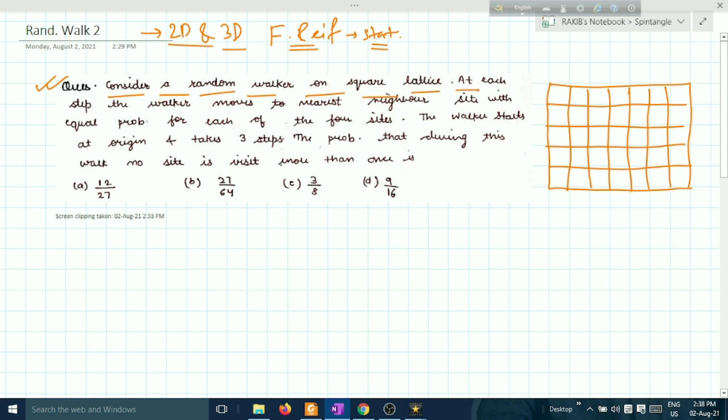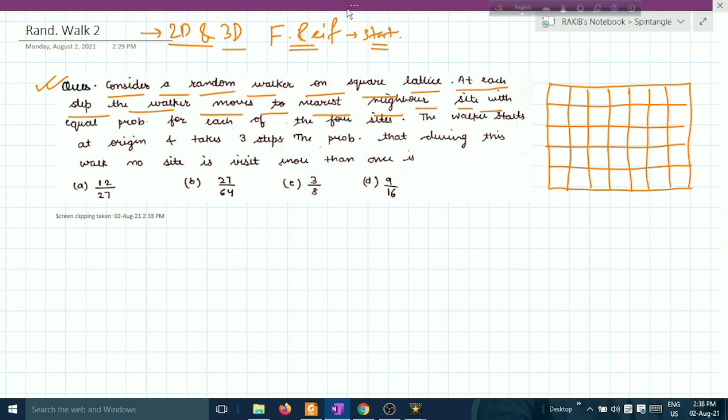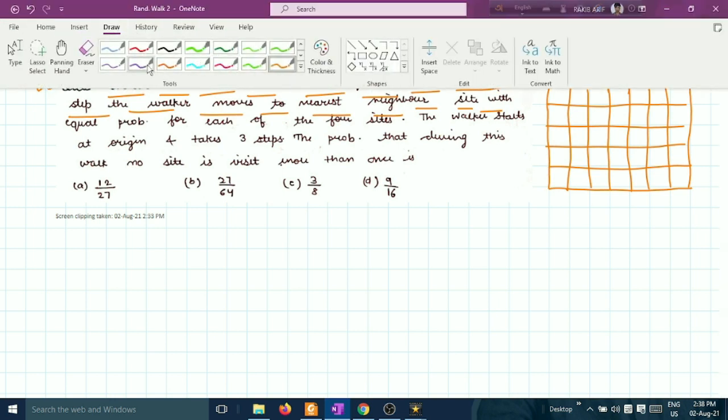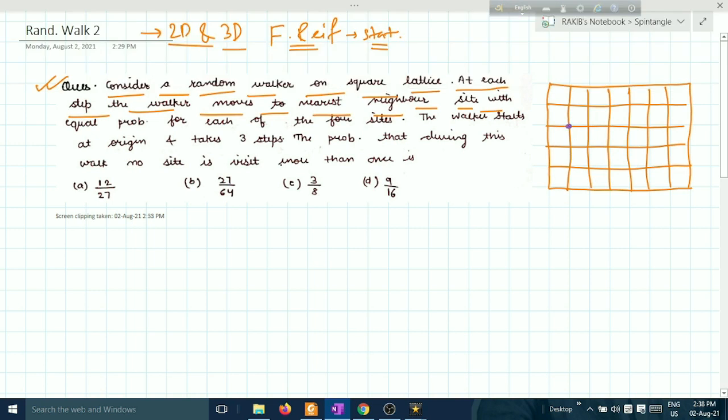At each step, the walker moves to a nearest neighbor site. What is a nearest neighbor site? Let me change. Suppose you are standing on this point, then your nearest neighbor sites will be this, and this. This is a square 2-dimensional lattice, a square 2D lattice. If you are standing on this point, then your nearest neighbors will be these points.